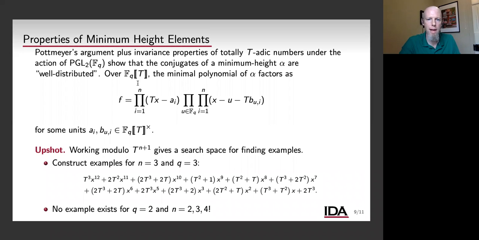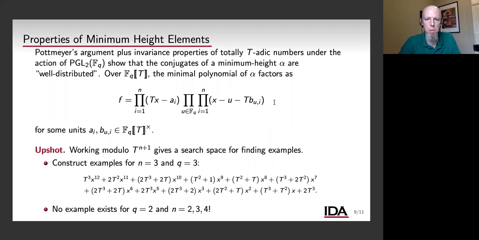So here's what happens if you factor one of these minimal polynomials over the power series field. What you find is that you've got n roots. Okay, so this is the gonality n example. Here you have n roots that are near infinity. And then for each element of F_q, each constant u, you have n roots that are near u, that look like u modulo t. So that's what you can tease out of the proof that a totally t-adic element has minimum height. So this gives you a way to factorize that.